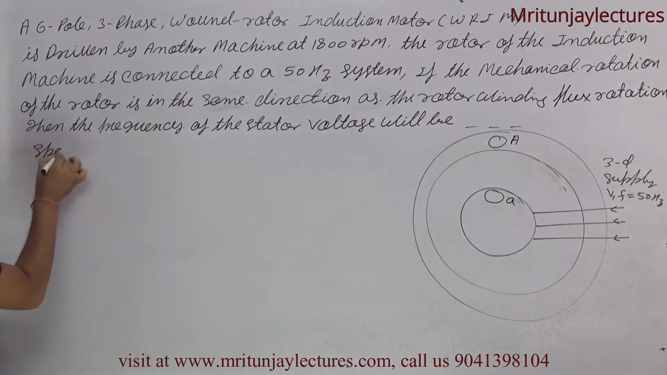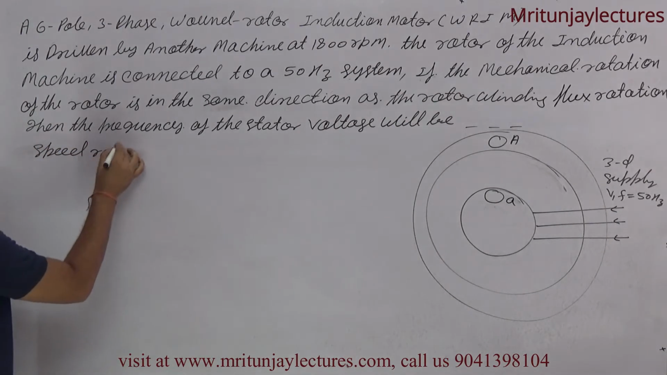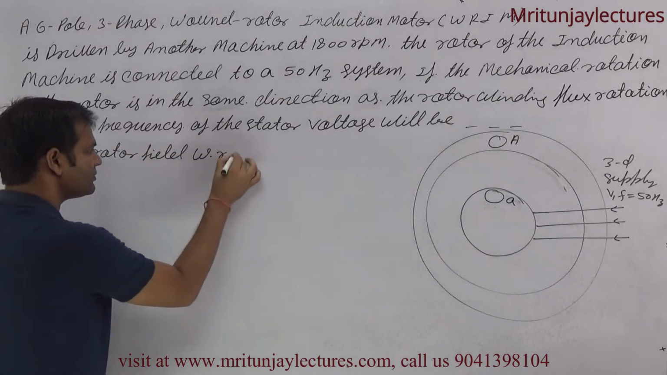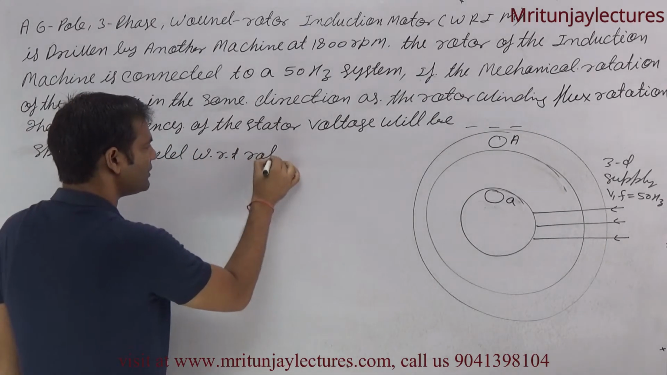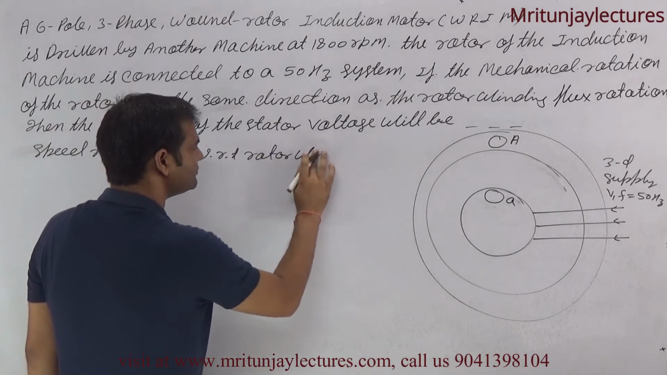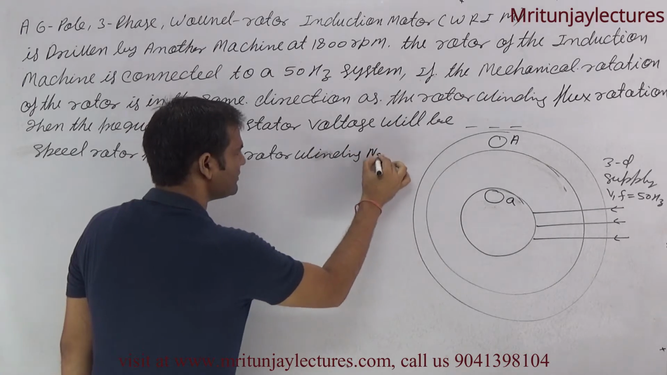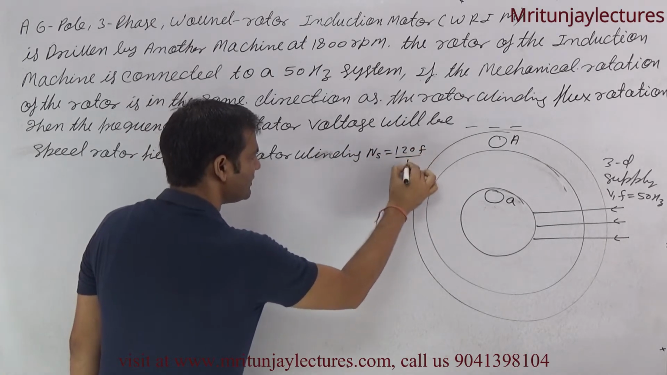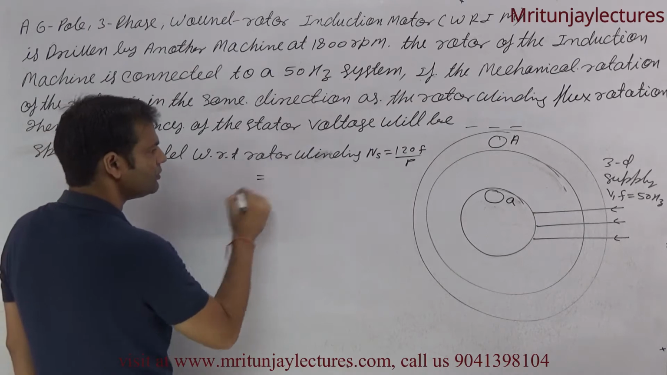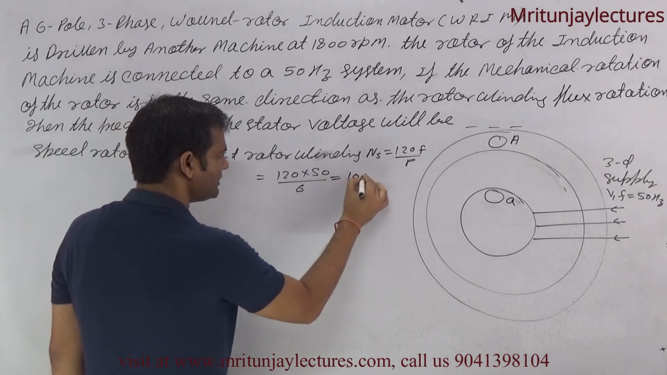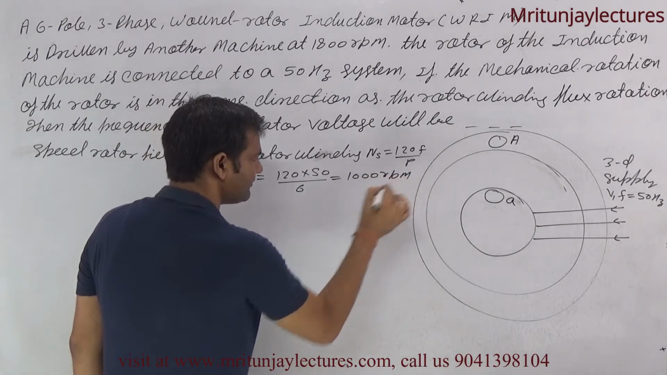speed of rotor field with respect to rotor winding, Ns equal to 120f by P, clear? So 120 times f, which is 50 Hz, divided by 6, finally gives 1000 rpm, clear?